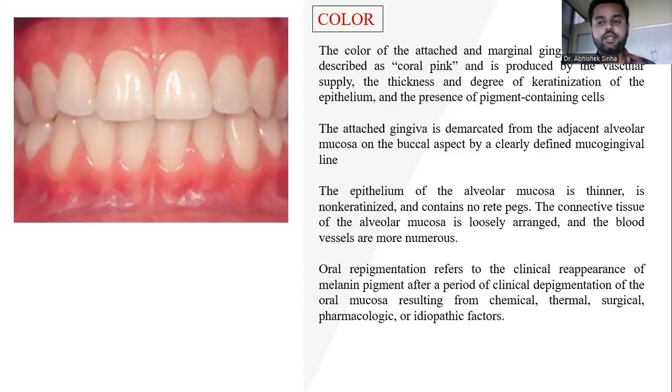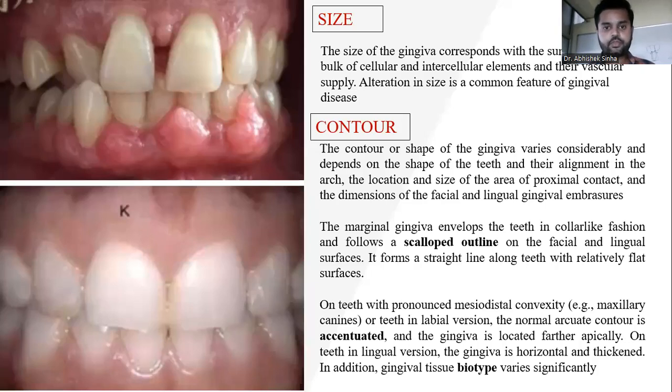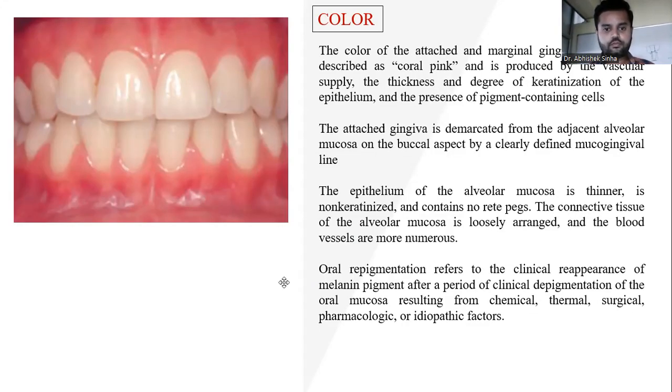The attached gingiva is demarcated from the adjacent alveolar mucosa on the buccal aspect by a clearly defined mucogingival line. Okay. Between the attached gingiva and alveolar mucosa, you have a mucogingival junction. So epithelium of the alveolar mucosa is thin, is non-keratinized and contains no rete pegs. Oral repigmentation refers to the clinical reappearance of melanin pigment after a period of clinical depigmentation of the oral mucosa resulting from chemical, thermal, surgical, pharmacologic or idiopathic factors.